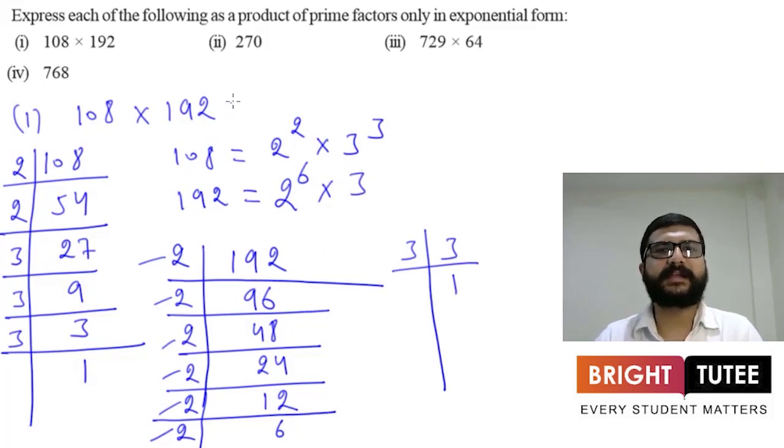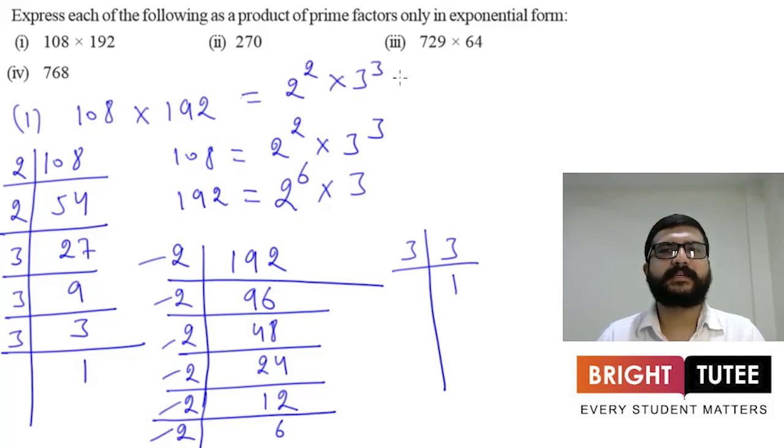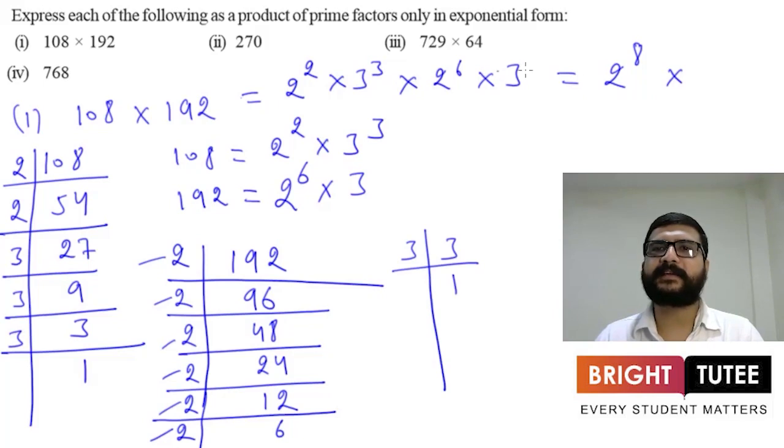Now we have to write this product in exponential form. So 108 into 192, this is equal to 2 to the power 2 into 3 to the power 3 into 2 to the power 6 into 3. Now 2 to the power 2 into 2 to the power 6, this will give us 2 to the power 2 plus 6, that is 8. So this is 2 to the power 8 into 3 to the power 3 into 3. So this will be 3 to the power 3 plus 1, that is 4. So this will be 3 to the power 4. So this is how we can express the first number as a product of prime factors in exponential form.